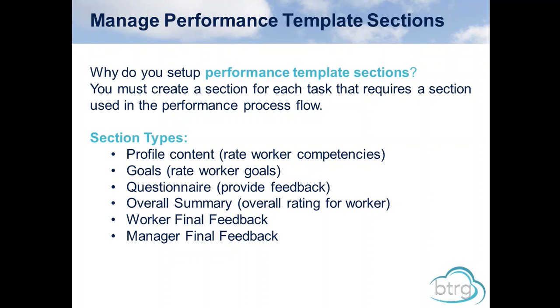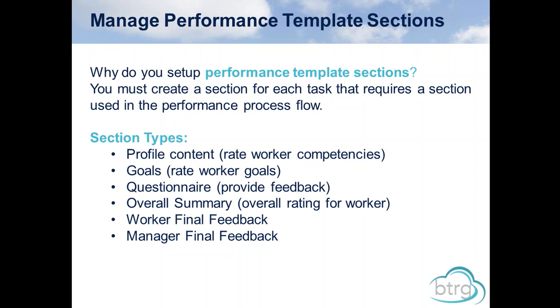So once you have that flow set up, you then have to add section content for the tasks that require one. So here are the different section types. So profile content, that's where you rate workers' competencies. So say, as a consultant, one of my competencies is presenting. You would be able to rate me on a scale depending on what rating model you're using. And again, it goes by job profile, so it depends on what you want them to be rated on.